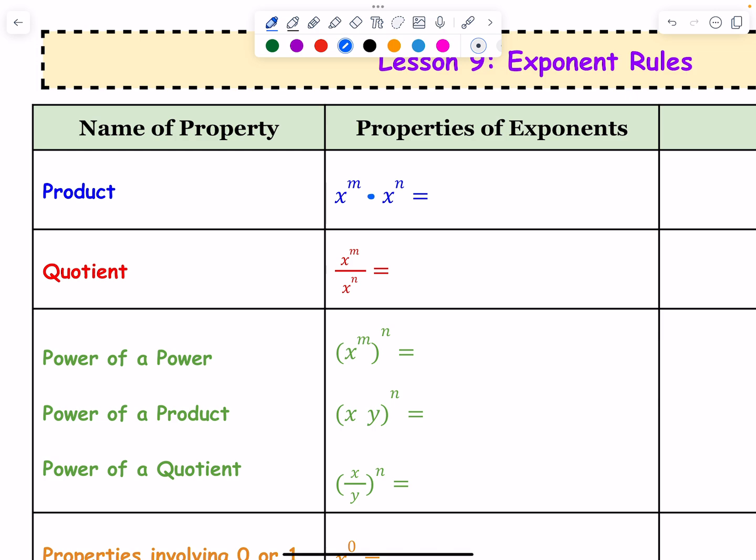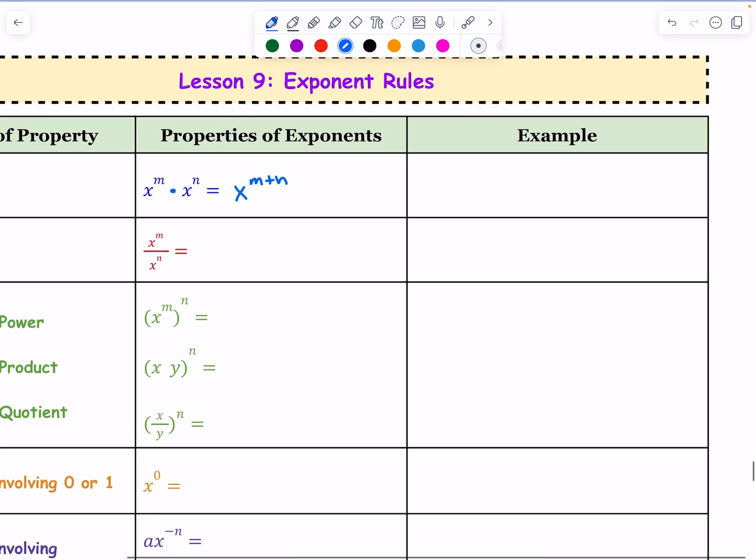So see how x to the m power multiplied by another x to the n power would equal x to the m plus n power. So let's write out a regular kind of example.